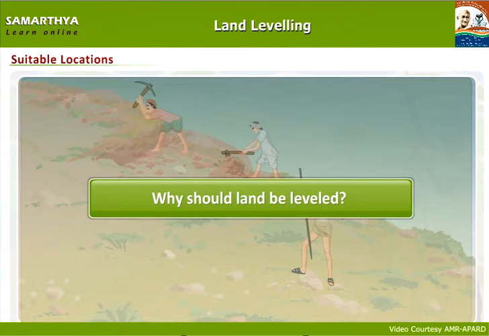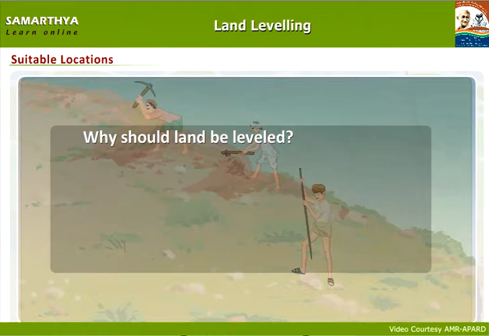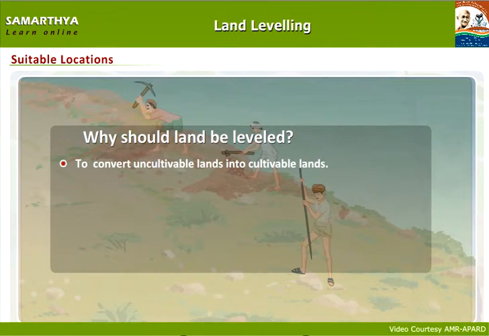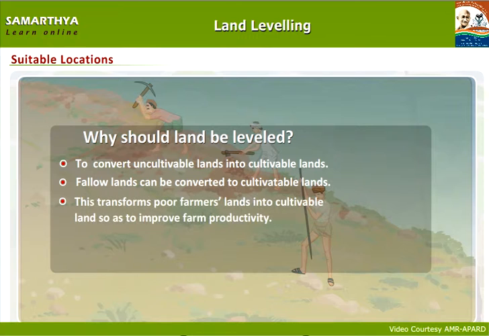Now, let us review the important topics of why do we level the land once again. To convert uncultivable lands into cultivable lands. Fallow lands can be converted into cultivable lands. This transforms poor farmers' lands into cultivable land so as to improve the farm productivity. This prevents soil erosion to get a sustainable income.